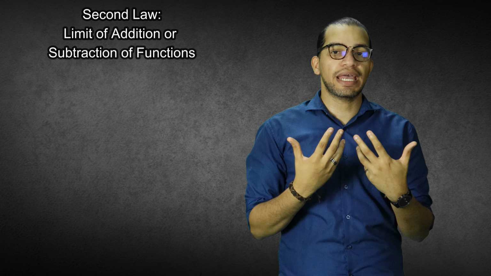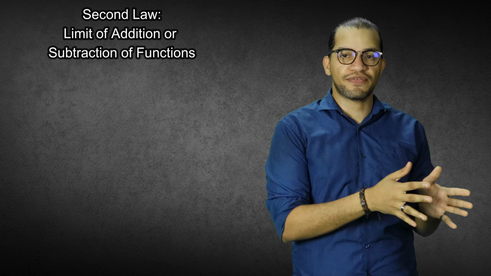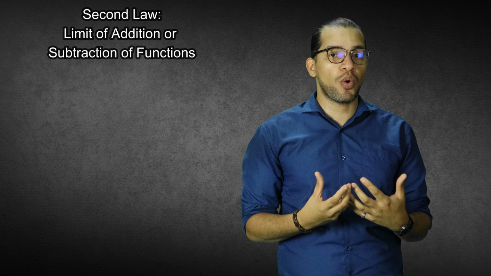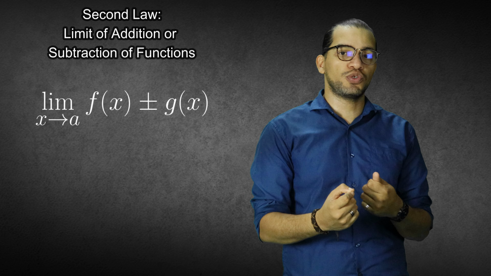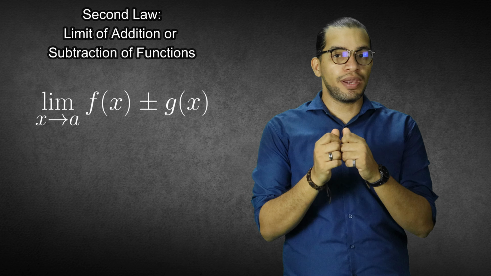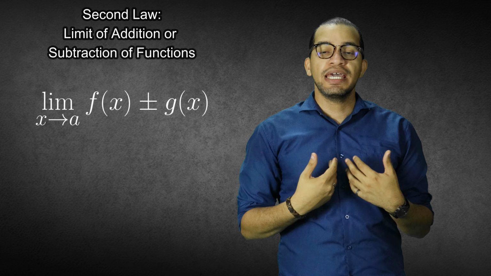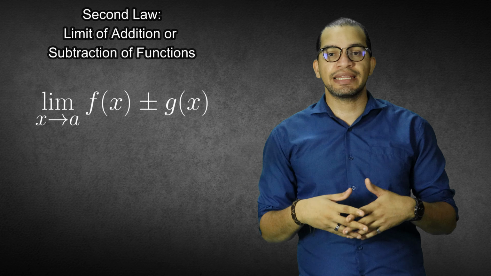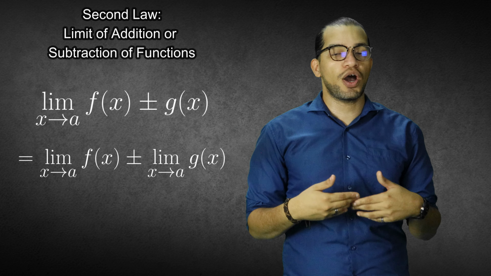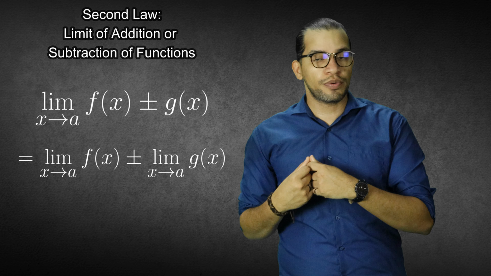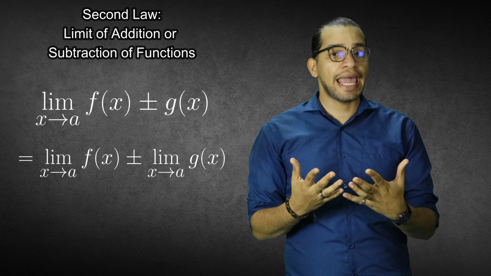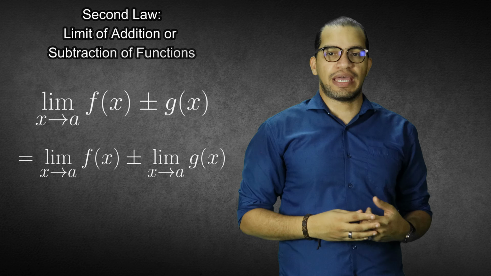The second law of limits establishes that if we have two functions, f and g, and we want to know what is the limit when x goes to a of f of x plus or minus g of x, this will be the same as getting the limit when x goes to a of f of x plus or minus the limit when x goes to a of g of x.